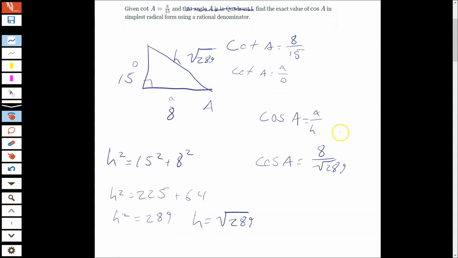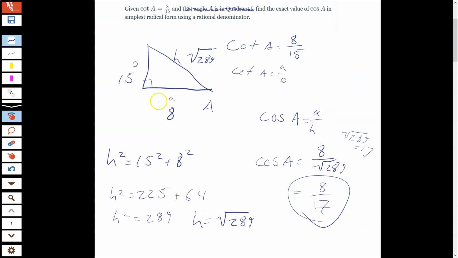And then as I look to simplify this, I'm realizing 289 is a perfect square. So square root of 289 is just 17. So this ends up being 8 over 17. And I'm done. So that's it. That's how we're finding these trig ratios given another.